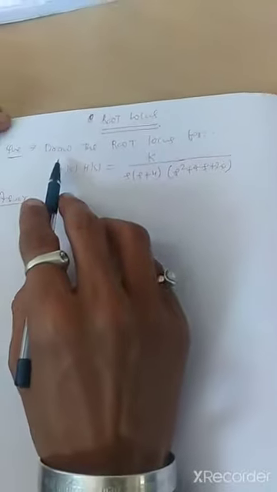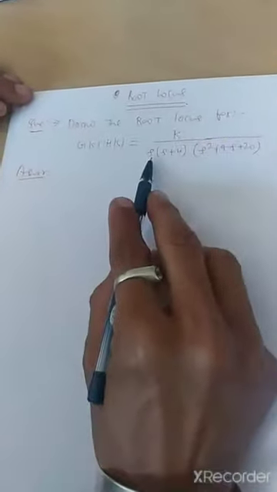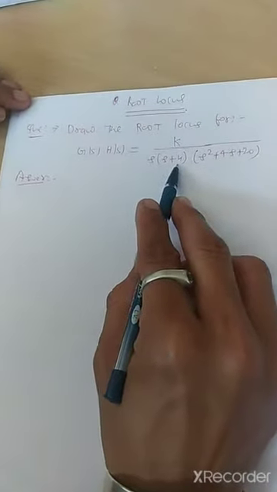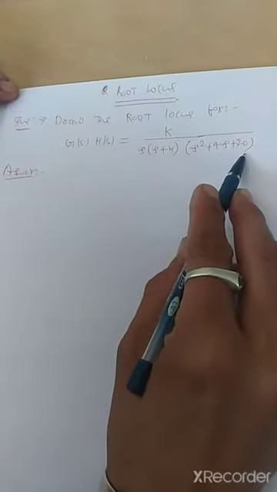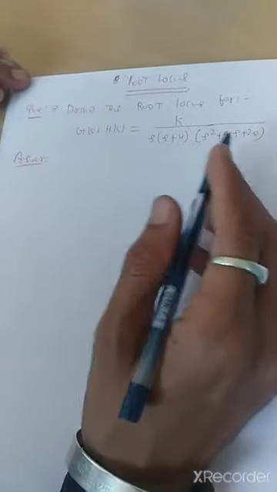Today I am going to teach you how to draw the root locus in control system. So let's suppose we have a problem of root locus. The question is: draw the root locus for G(s)H(s) equal to K divided by S(S plus 4)(S square plus 4S plus 20). There are certain steps to find the root locus.